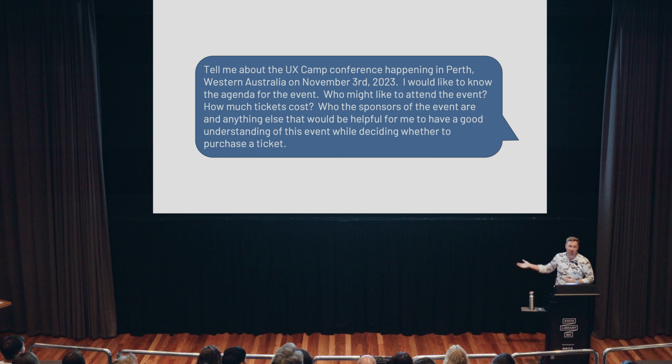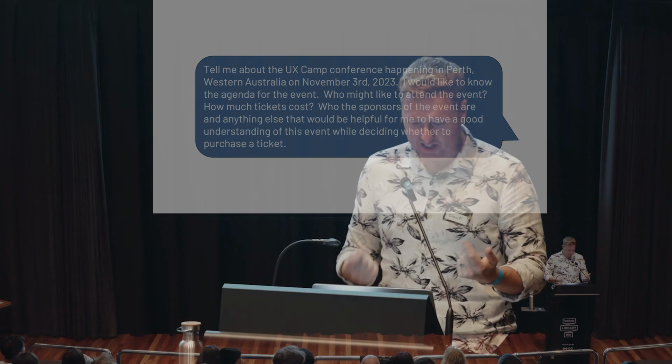So I gave it a bit more context. I added in the location, I added in the date, and then I told it what I wanted to know about. Tell me how much a ticket costs, who might like to attend, and I gave it the reasoning for why I want to know this. I was like, I want to decide whether or not I should purchase a ticket to this event.